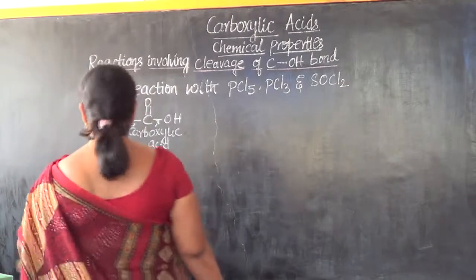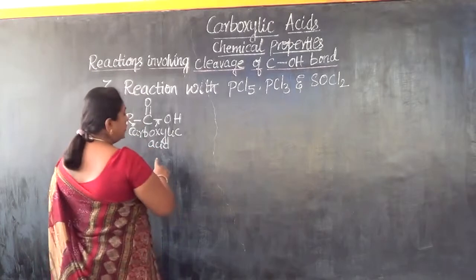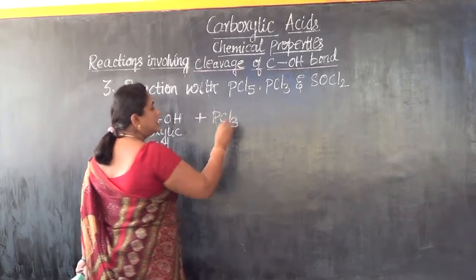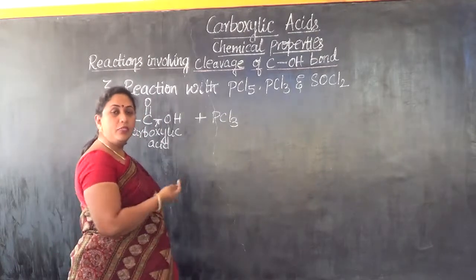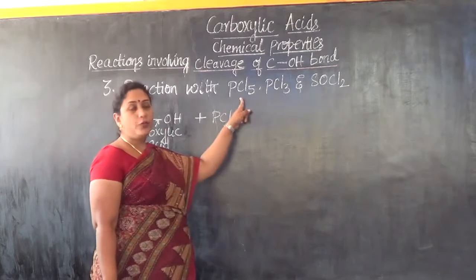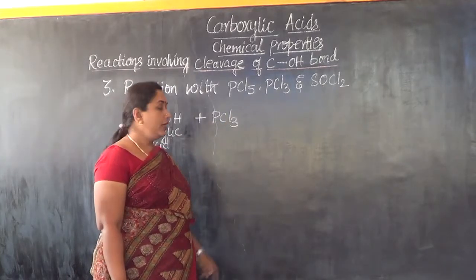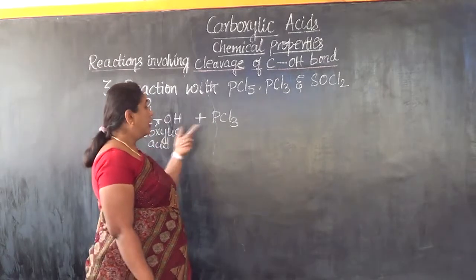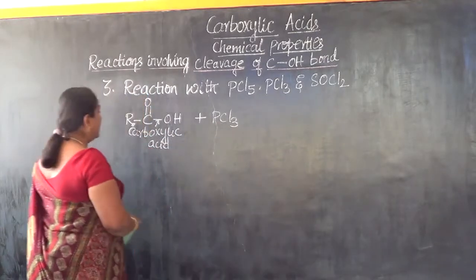Here now let us understand regarding the reaction of carboxylic acid with phosphorus trichloride. In the previous video we learned the reaction of carboxylic acid with phosphorus pentachloride. Now let us understand the reaction of carboxylic acid with phosphorus trichloride.